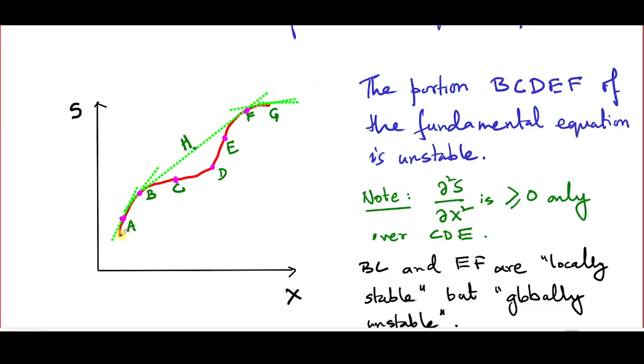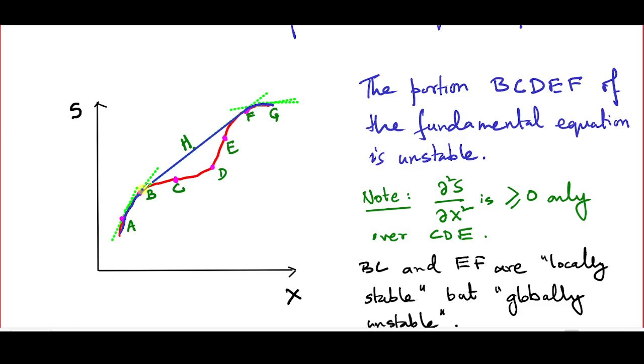What that means is that the actual fundamental equation will follow the curve from A to B, then it will go straight from B to F along this superior tangent and then go from F to G. So this faulty region BCDEF will be excised out of the fundamental equation. We will see that this has a huge role to play later on when we talk about phase transitions. In fact, in the true thermodynamic fundamental equation ABHFG, the straight line region BHF signifies a phase transition.